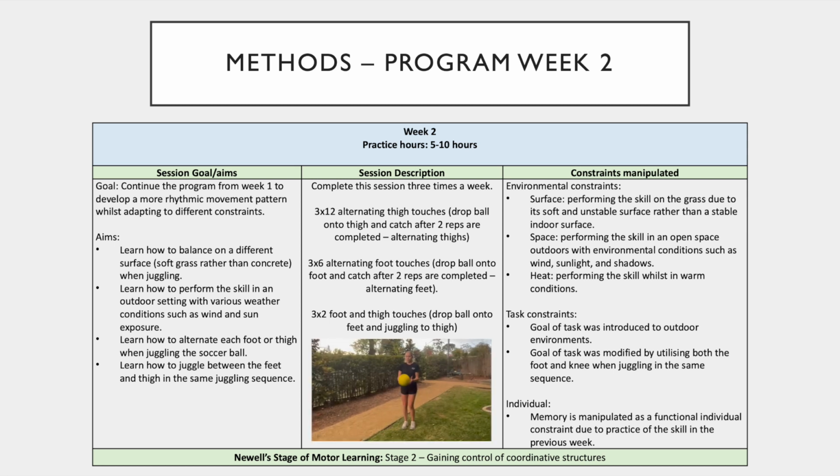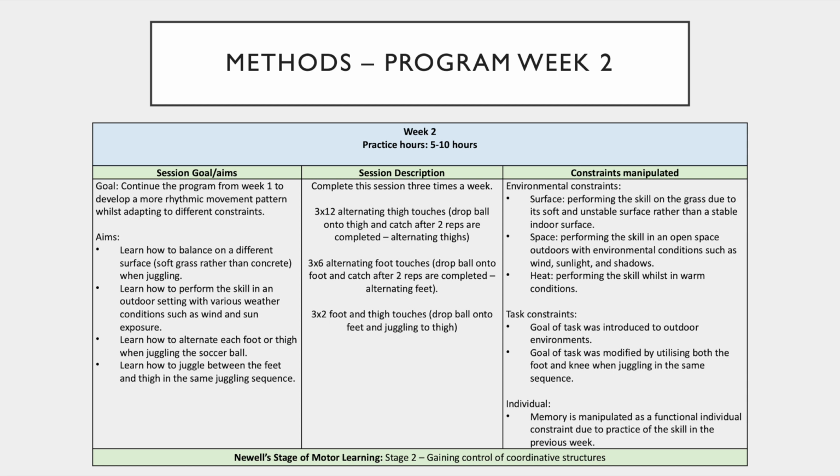Regarding the program, the learner first began with 12 reps of alternating thigh touches to progress from last week's singular thigh touches. The learner then completed 6 reps of alternating foot touches to progress from last week's singular movements. From here, the learner engaged in alternating foot and thigh touches, which challenged their perceptual motor landscape due to multiple degrees of freedom. At the conclusion of the second week, the learner had progressed the skill through a constraints-led approach due to the successful self-organization of the complex system, leading to the development of the skill under various new constraints.